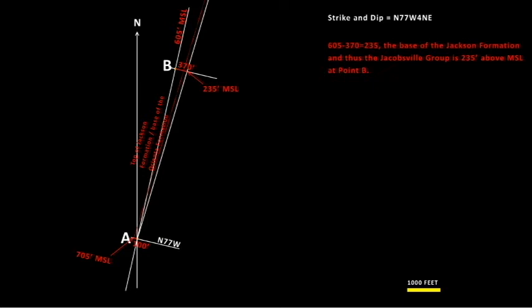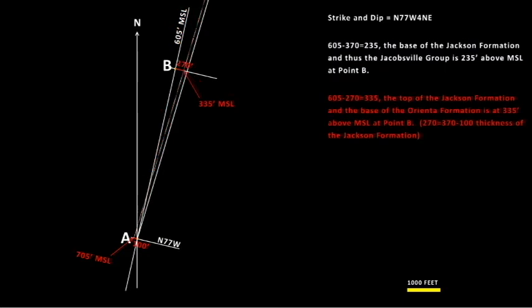above. There's that red dash line. This red line is now a dash line. We are lifting that 100 feet above our 605 feet above mean sea level, so we can have the top of our Jackson Formation. All right. Okay, so now we take 270 from 605, we get the 335, which is the top of the Jackson Formation, and the base of the Oriental Formation is at 335 feet above mean sea level now.